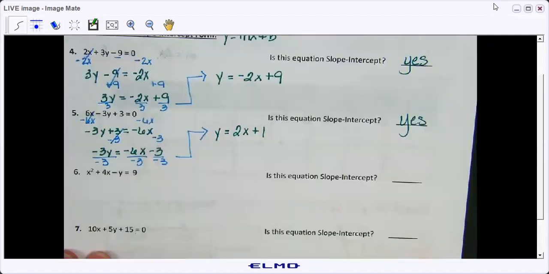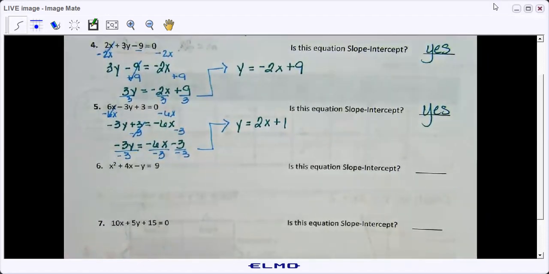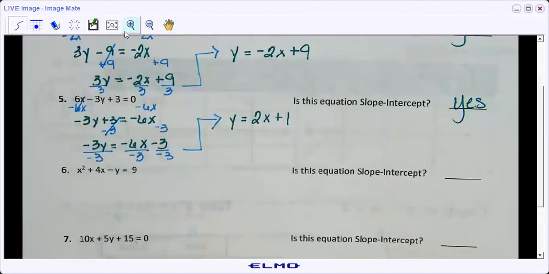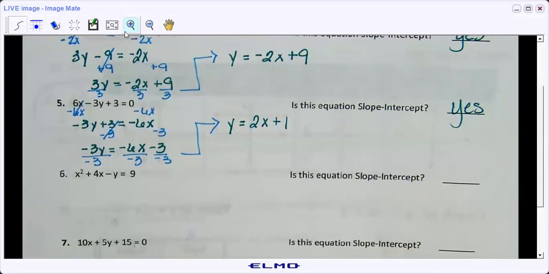So this is what I got for my slope-intercept, y equals 2x plus 1. If you did not get this, I'm going to zoom in just a little bit. I want you to see my work and check to see what your error was, if you didn't get it correct. If you need to pause the video, go ahead.